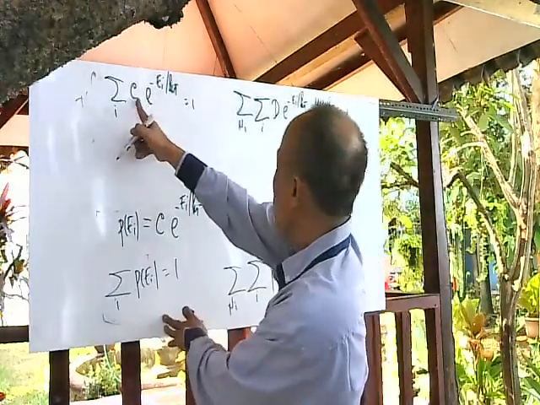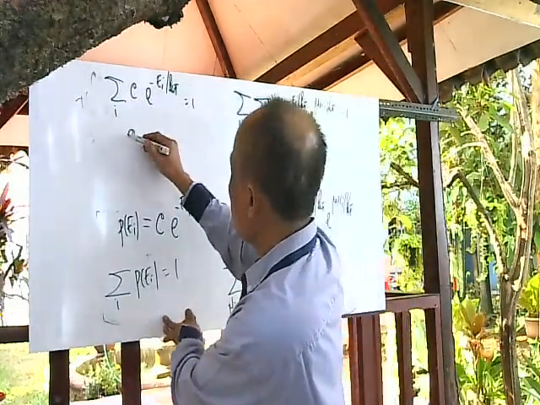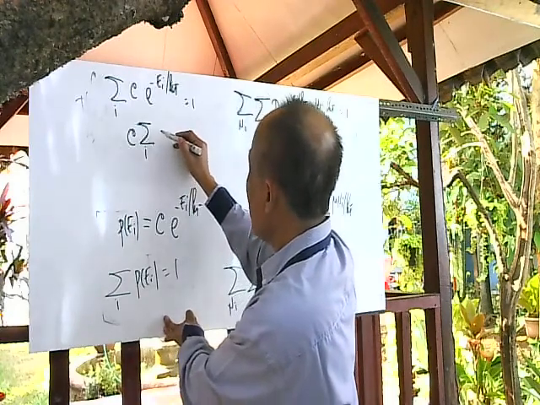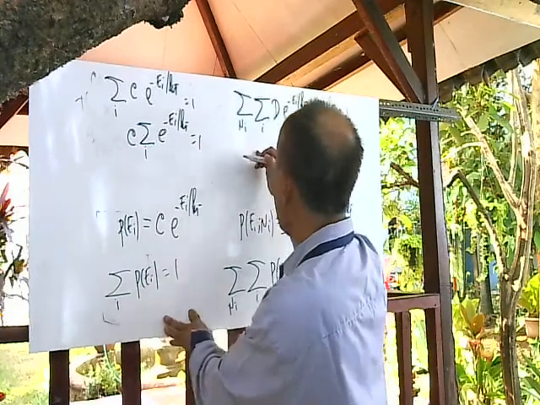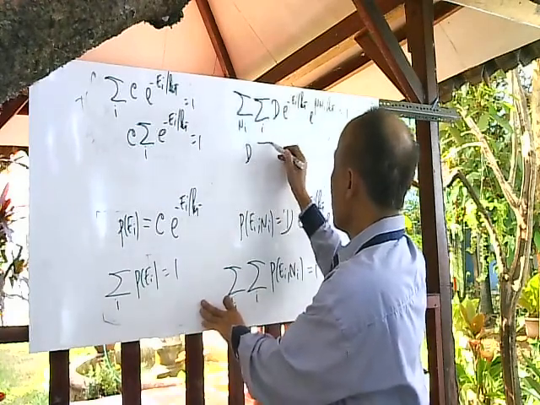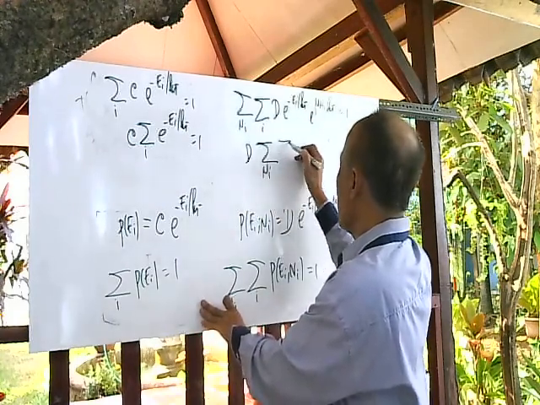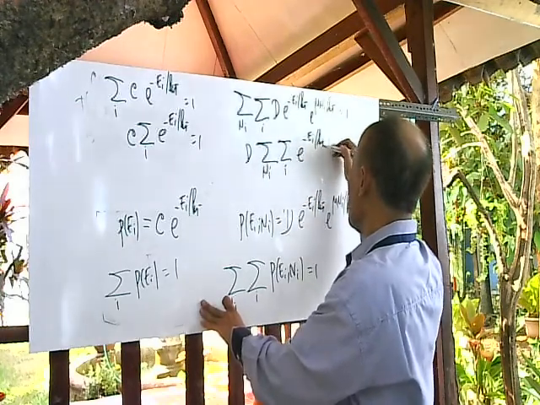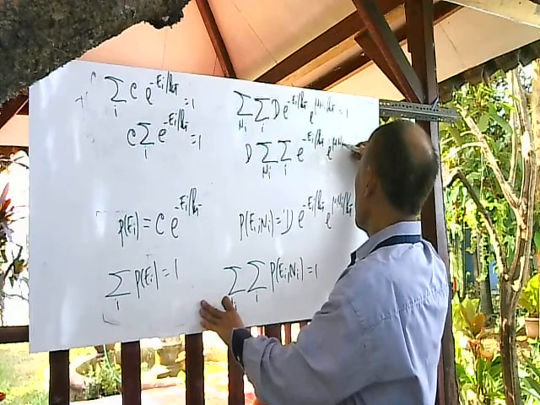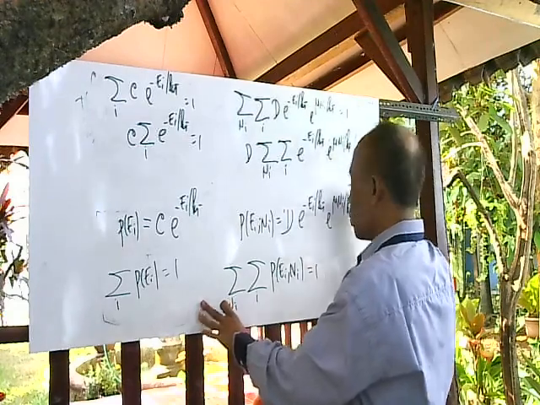Now, because this is constant, we can move it outside. The sum of e^(-Ei/kT) equals 1. This is D. Ni, this is the sum of e^(-Ei/kT) e^(μNi/kT) equals 1.